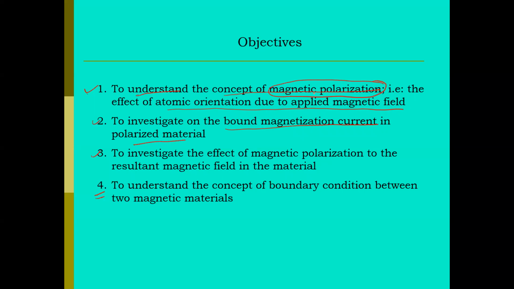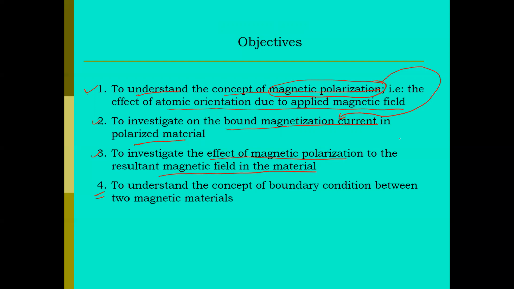From the first objective, in which we understand the concept of magnetic polarization, this polarization will then give rise to a particular current, which is called the bound magnetization current. So we're going to look at the relationship between the magnetic polarization and the bound magnetization current produced in polarized material. And thirdly, we're going to investigate the effect of magnetic polarization on the resultant magnetic field in material.